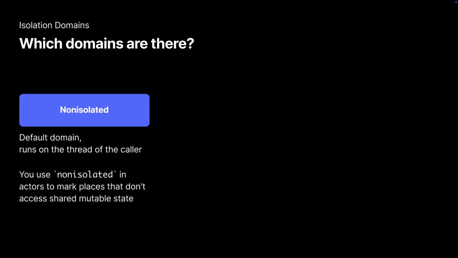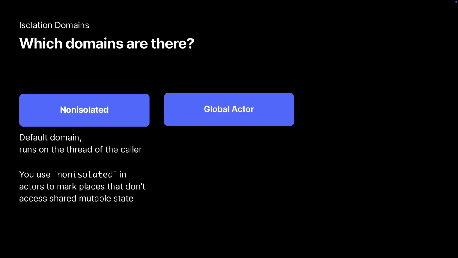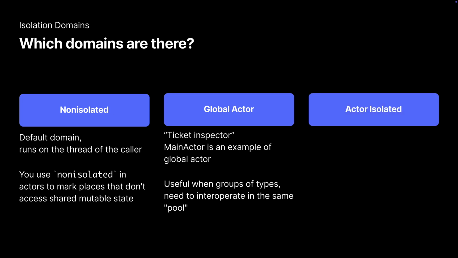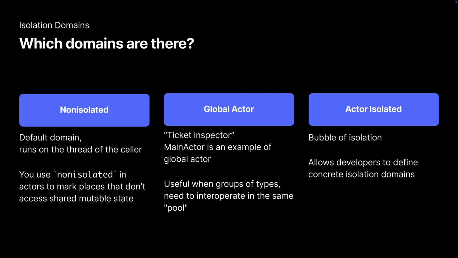There are three main isolation domains. One, non-isolated, which is the default domain, and it will run the code on the thread of the caller. It doesn't offer mutable state protection, so the compiler will complain if you attempt to define non-isolated shared mutable state. Two, global actor, as an example, the main actor. It acts as a sort of ticketing inspector, so types in this global actor domain can interact synchronously with other members of the same group. Three, actors. They'll allow us to define bubbles of isolation.